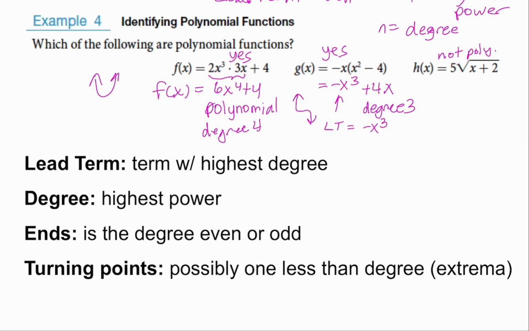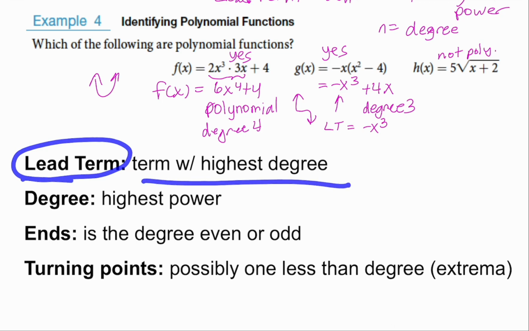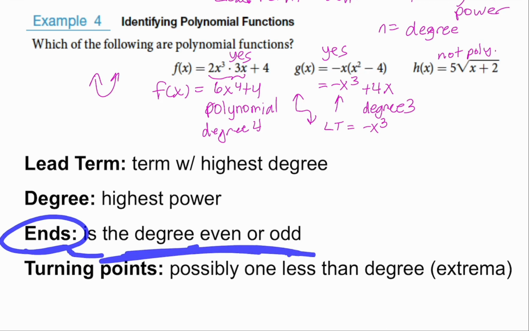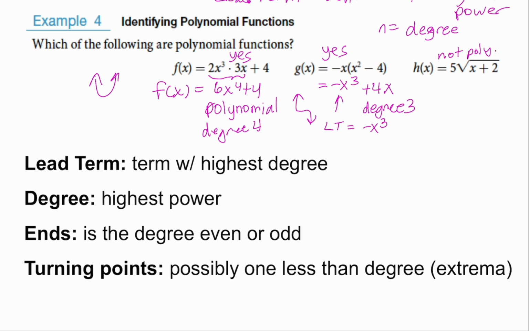So the things you have to remember for a polynomial: the lead term is the term with the highest degree. The degree is just that highest power. The ends will act like that lead term's highest power, and just think, is the degree even or odd? If it's even, it's going to act like a parabola on the ends. If it's odd, it's going to act like a cubic on the ends.